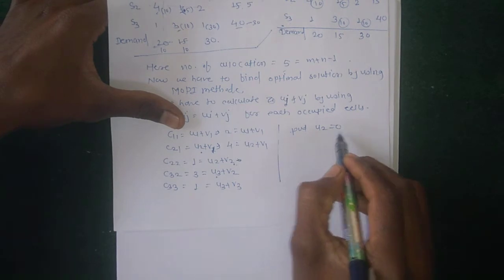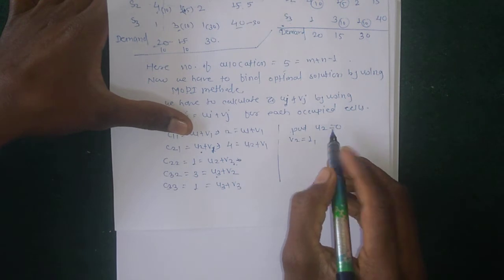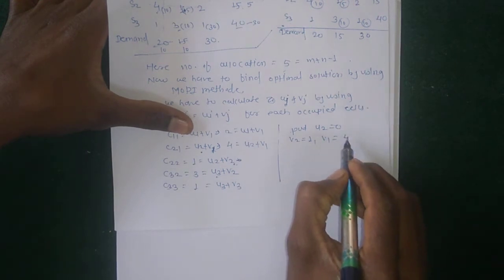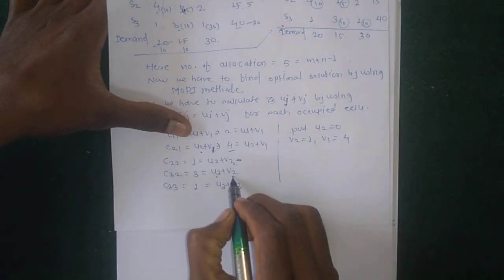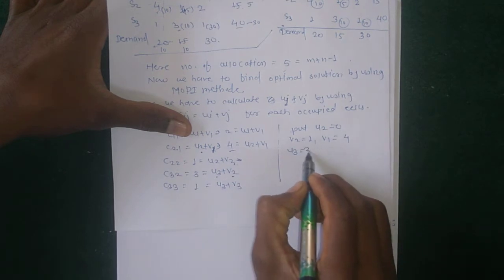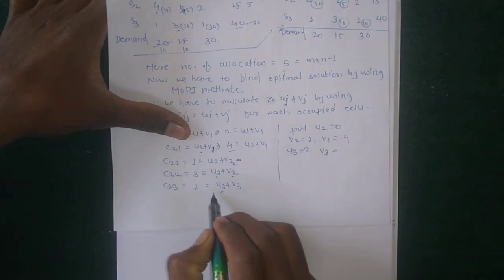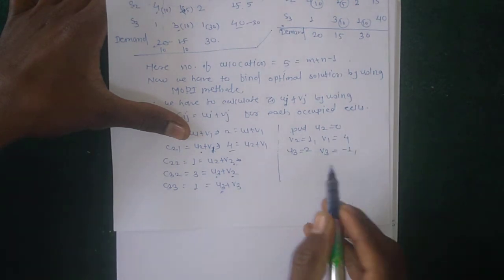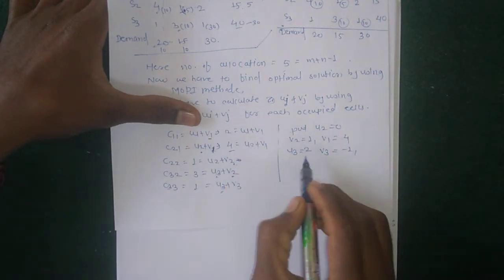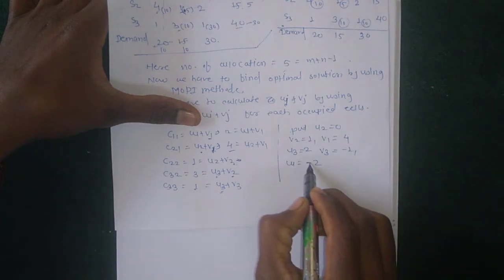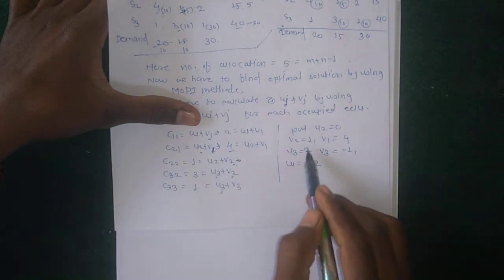If we put U2 equal to 0, then V1 is equal to 4 and V2 is equal to 1, which implies that U3 is equal to 2, and U3 equal to 2 implies that V3 is equal to minus 1. Then with V1 equal to 4, U1 is equal to minus 2. So U1, U2, U3 all exist.